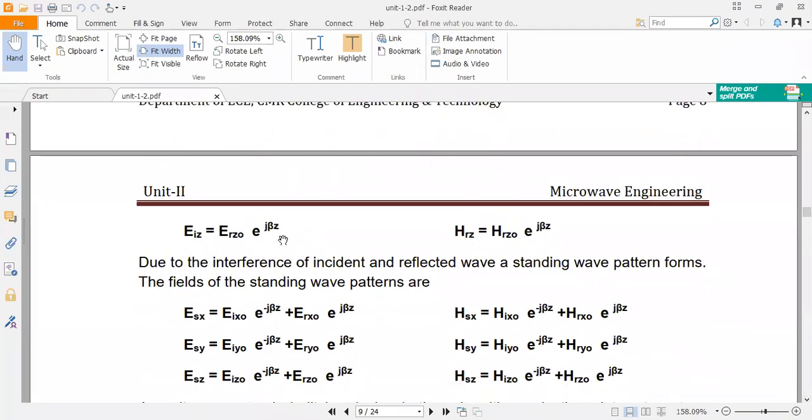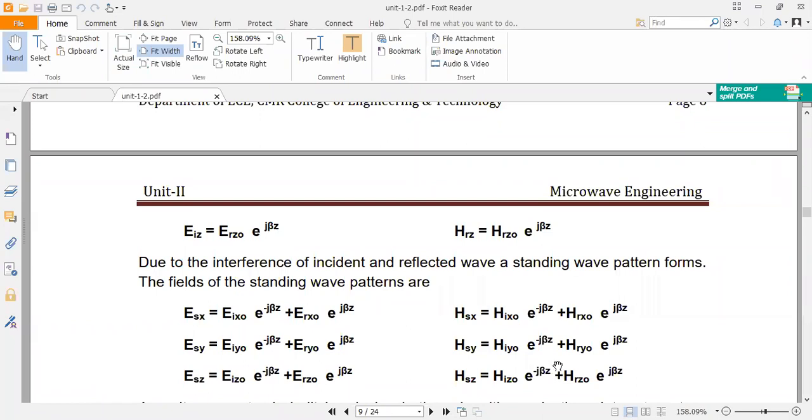We can write it as E_xs equal to incident plus reflected, E_ys equal to... What does this S stand for? Standing wave in the y direction, standing wave in the z direction. So we have to add both the incident as well as the reflected signal. If you add the incident and reflected signal, these are the 6 expressions we are going to get.